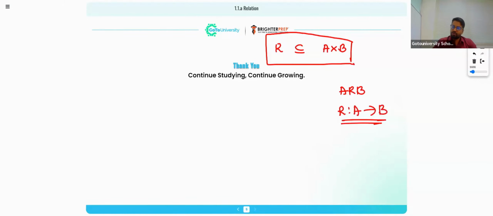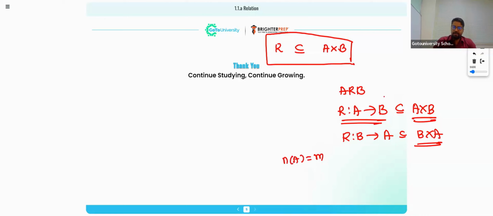So this is nothing but what? A subset of the Cartesian product of A and B. If you want to relate from B to A, you need to take the Cartesian product B cross A, because we know A cross B is not equal to B cross A. And how many relations are possible from A to B? That depends upon how many elements are there in A. If n of A is m and n of B is n, then 2 power mn relations are possible from A to B, right?